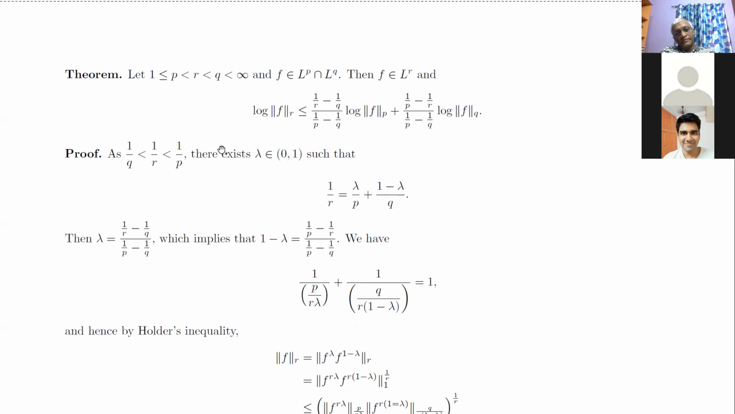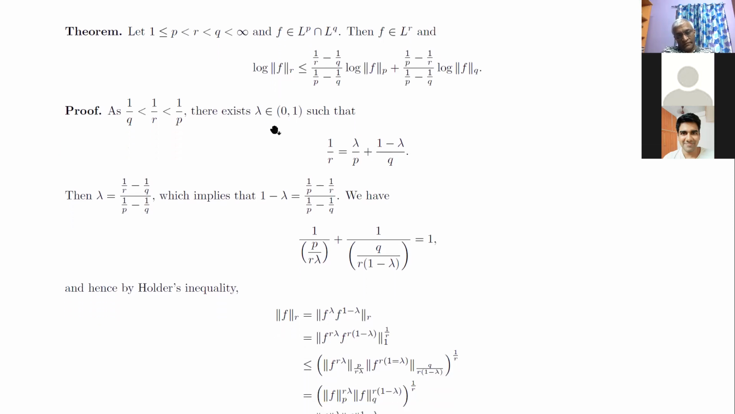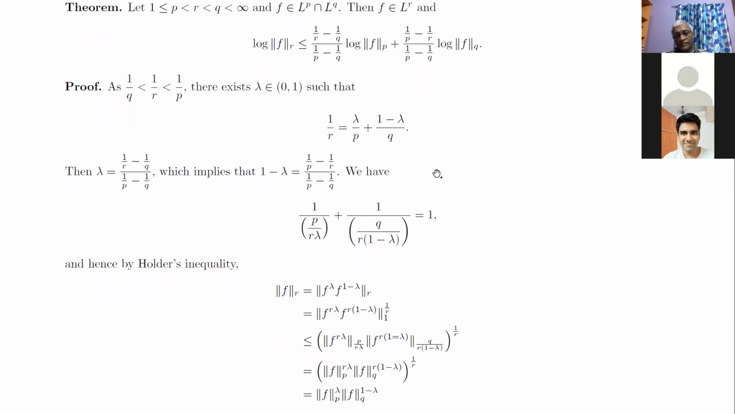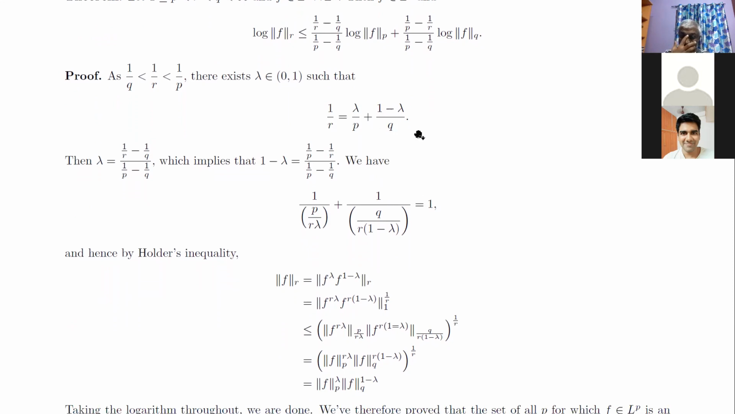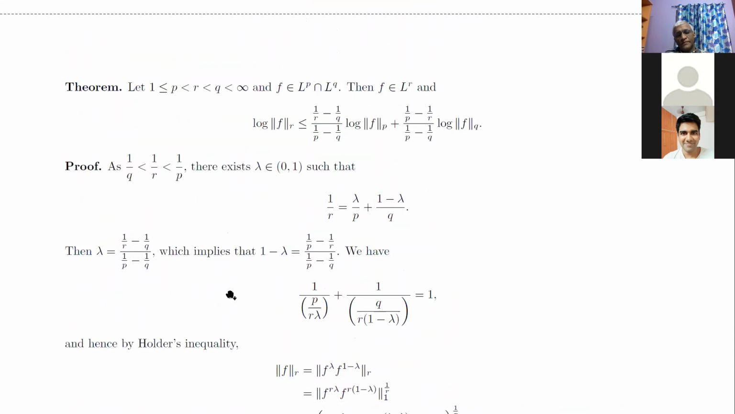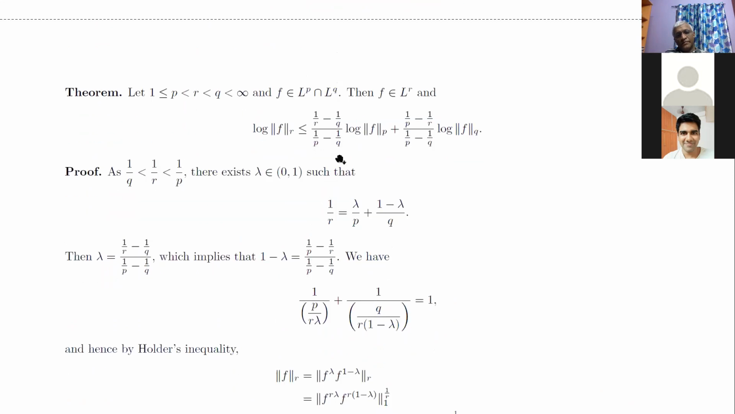By linearity or any other way, we can say that we have some lambda between 0 and 1 such that 1/r divides 1/p and 1/q in the ratio lambda to 1, or something like that. The point is we can find such a lambda. Solving this linear equation for lambda, we get an expression of the form (1/r minus 1/q) divided by (1/p minus 1/q). This is that ugly notation which we had up here, and 1 minus lambda is what we had up here.